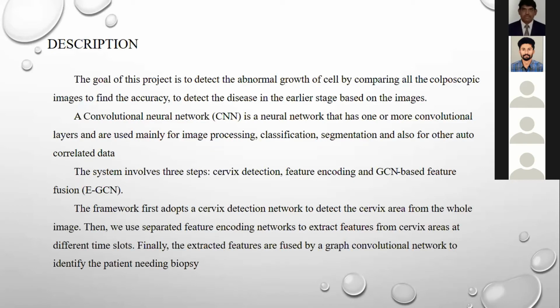Here is the description. The goal of this project is to detect the abnormal growth of cells by comparing all the colposcopic images to find the accuracy, to detect the disease at an earlier stage based on these images.